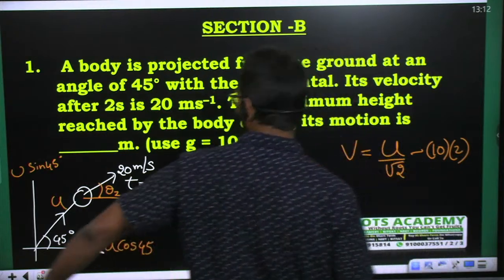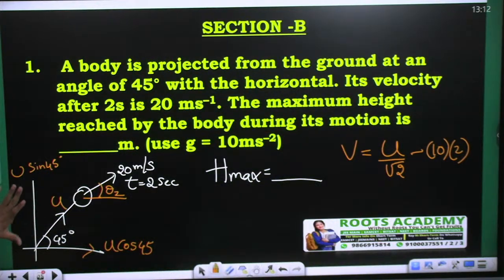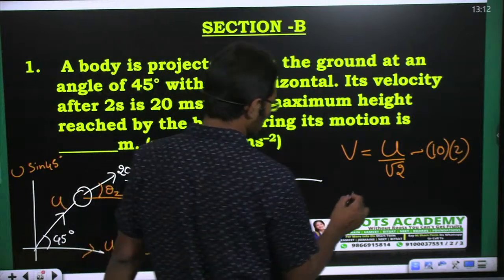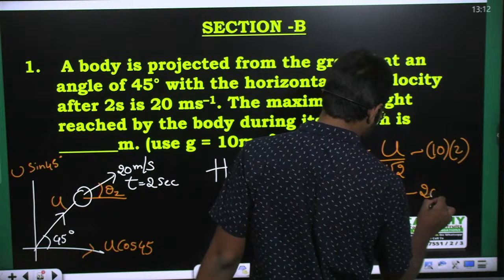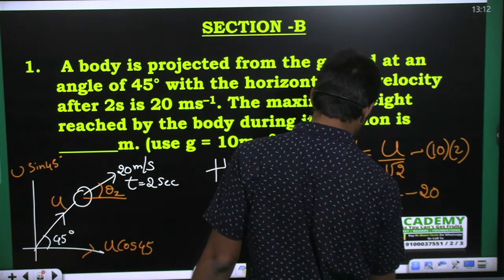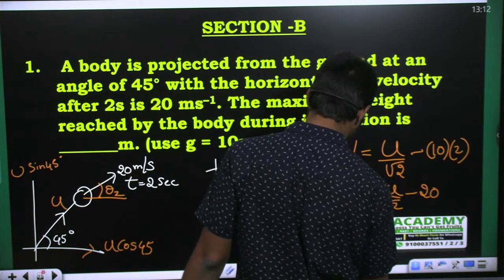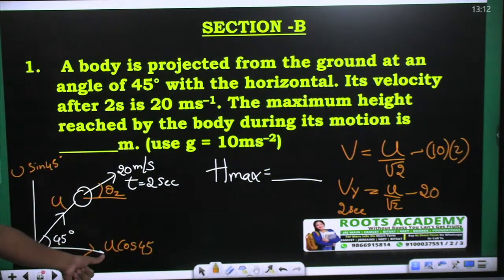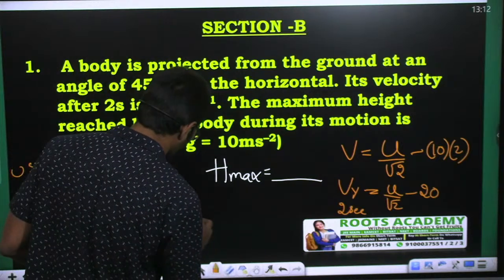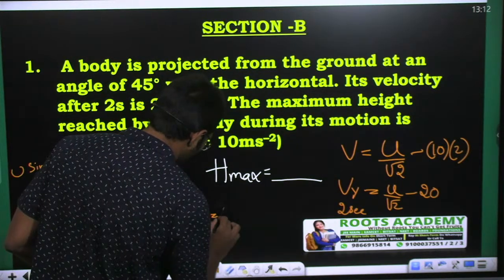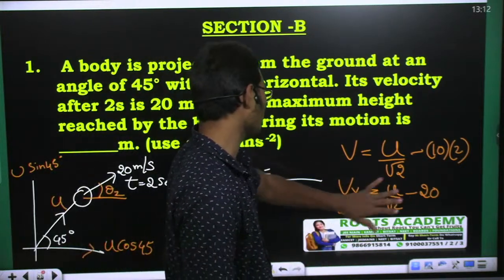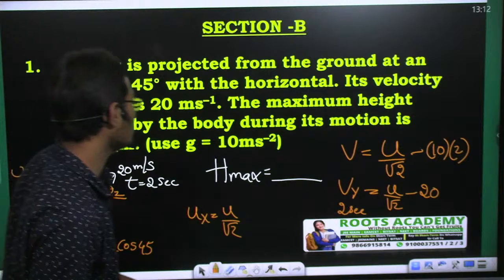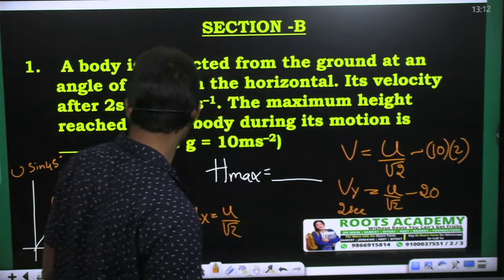I am trying to find the vertical component of velocity after 2 seconds. So it will be u by root 2 minus 20. So we know after 2 seconds the horizontal component remains the same, that is u by root 2. We know the horizontal component, we know the vertical component, and we know the magnitude. So using the vector law of addition, we can find it, right?